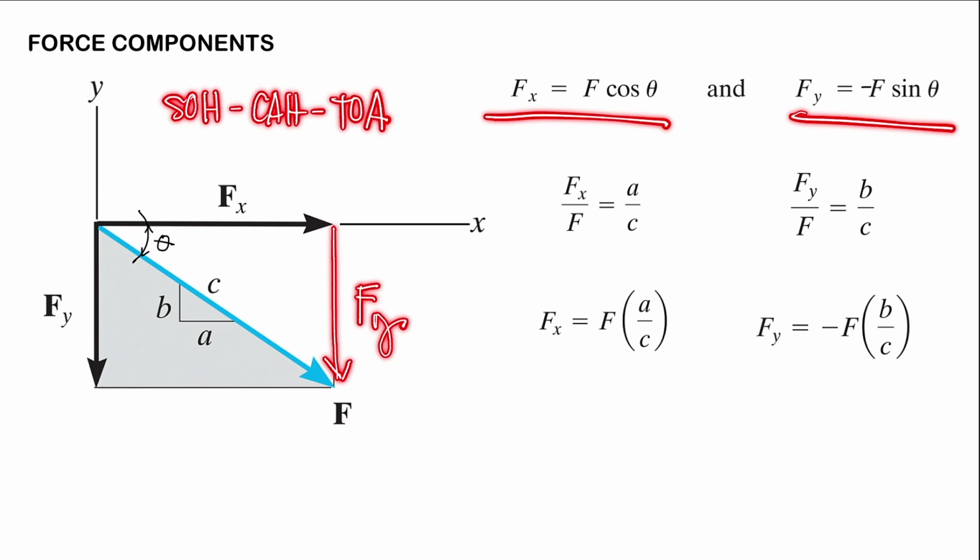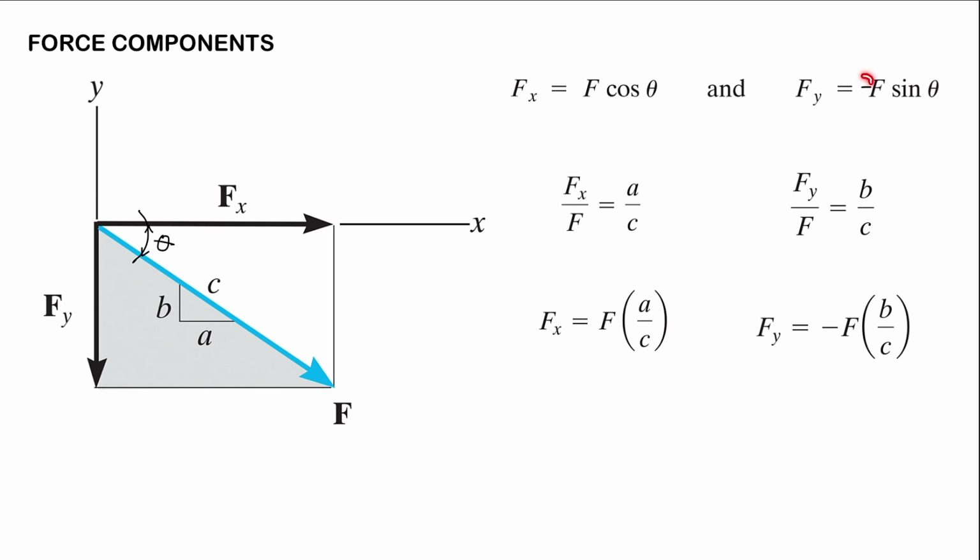And the same thing for your Fy. So we have negative F sine theta. We have the negative here just to signify that our y component is acting downwards from the origin of our Cartesian plane or our xy axis.